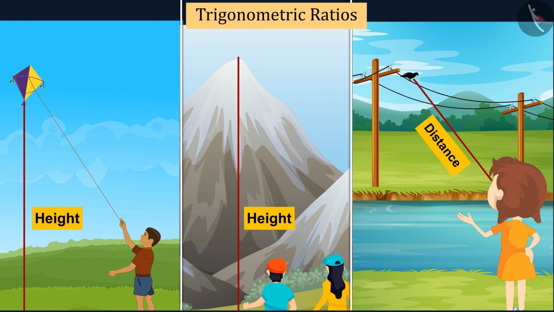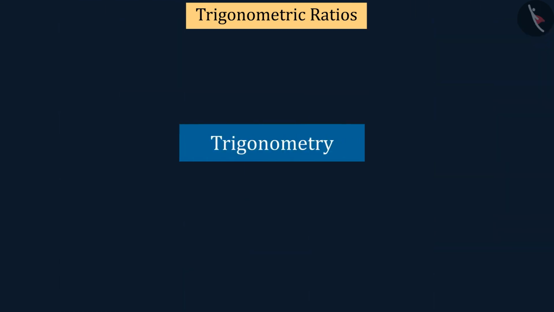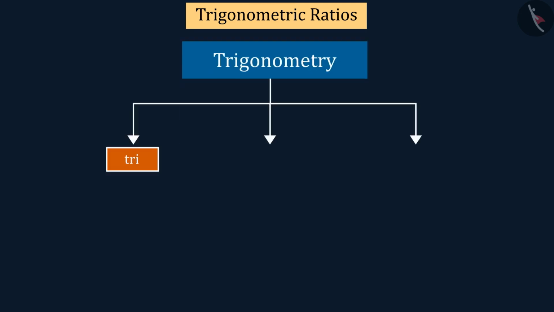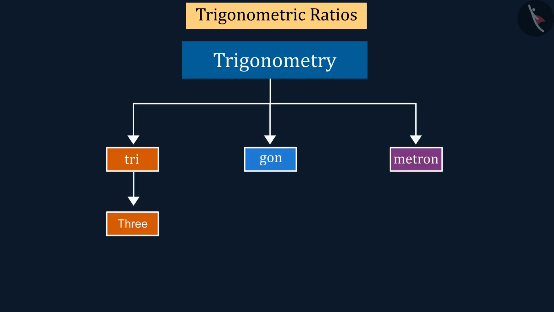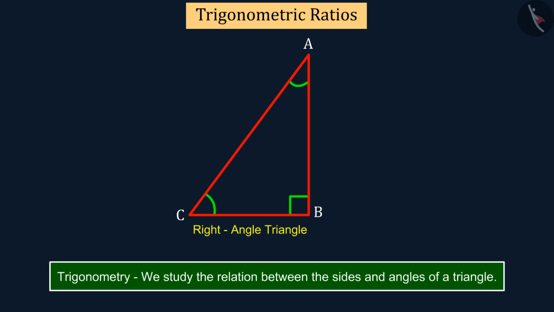But it is not that these heights or distances cannot be found. These can be found with the help of a mathematical technique which is a branch of mathematics called trigonometry. The word trigonometry originated from the three Greek words tri, gon and metron, in which tri means three, gon means side, and metron means measure. In fact, in trigonometry, we study the relation between the sides and angles of a triangle.